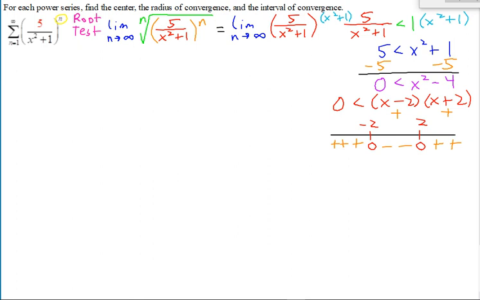So this one is a little different. Usually, it ends up converging in between two numbers, hence the interval of convergence. But here, where this is true, is actually out here and out here. So there's actually two intervals. I guess these should be parentheses. This doesn't happen very often, but in this case it does. So it actually converges when x is less than negative 2 or when x is greater than 2.